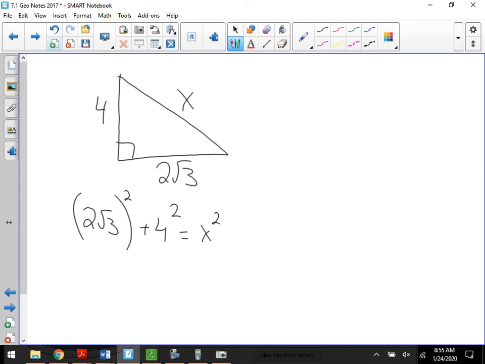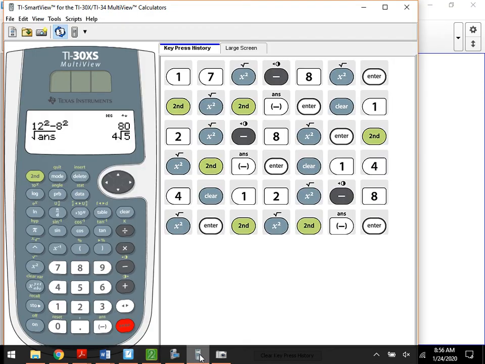Anytime that you've got a root, you've got to put parentheses around it, otherwise it will not work correctly when you type it into the calculator. So when I go to the calculator, I now have it written down the way I should type it in. That's the important thing when we're looking at stuff like this.